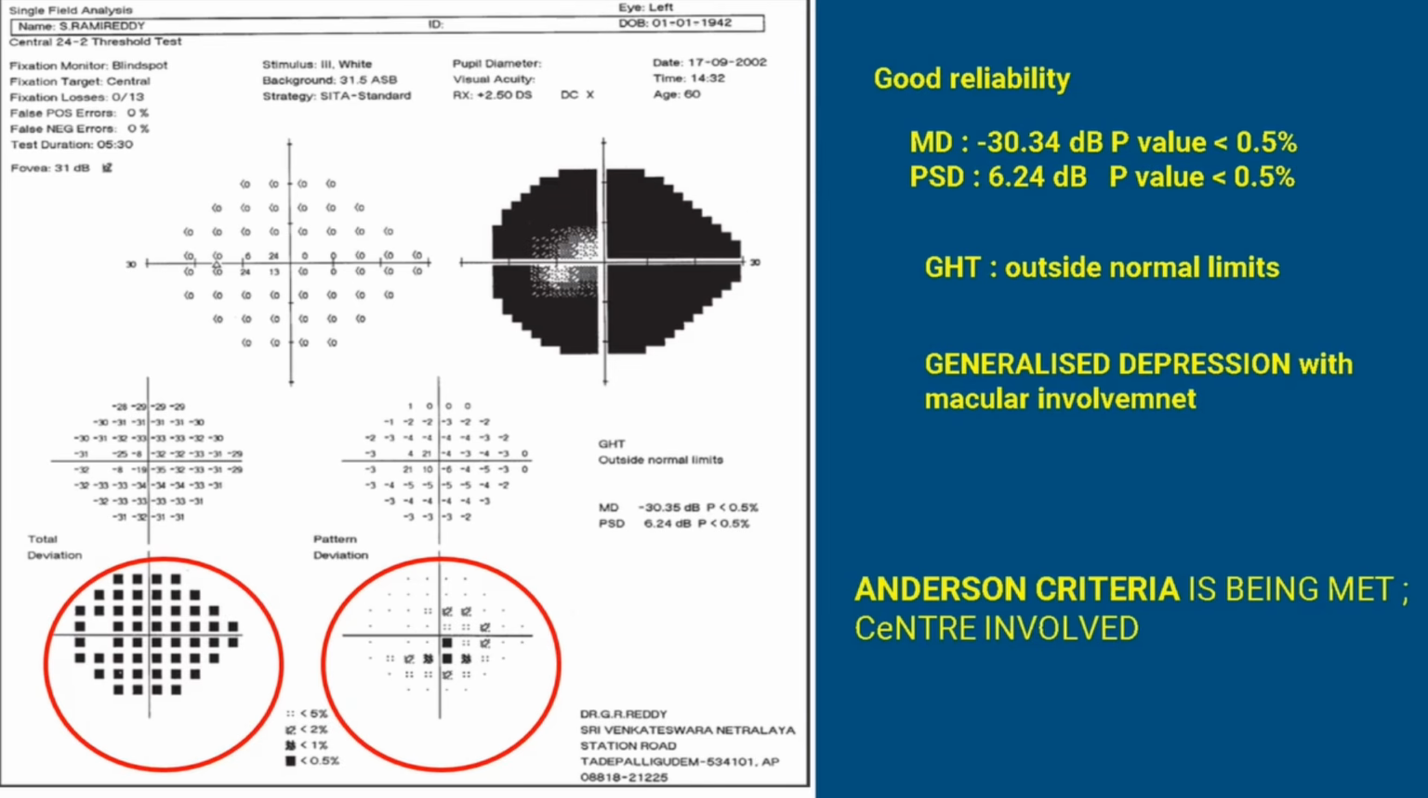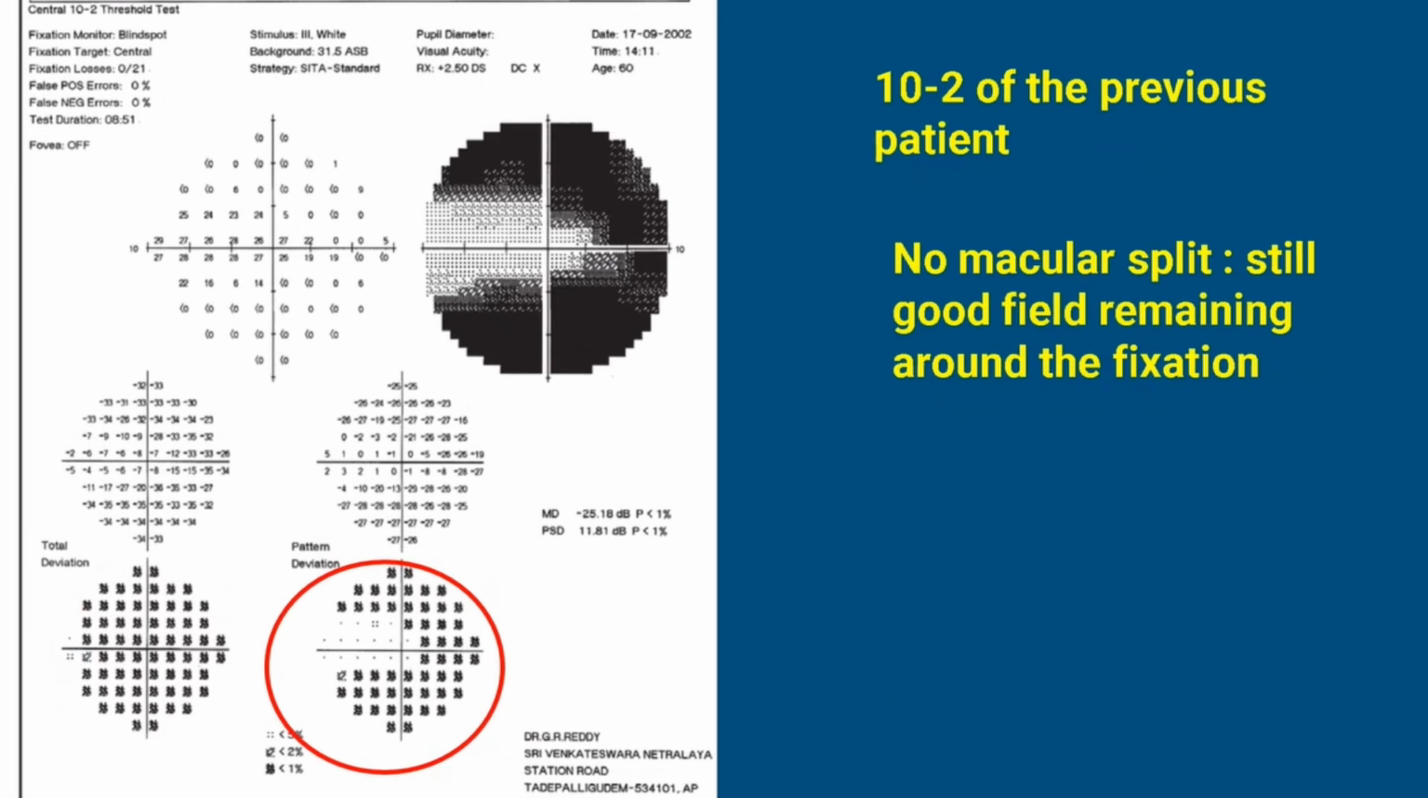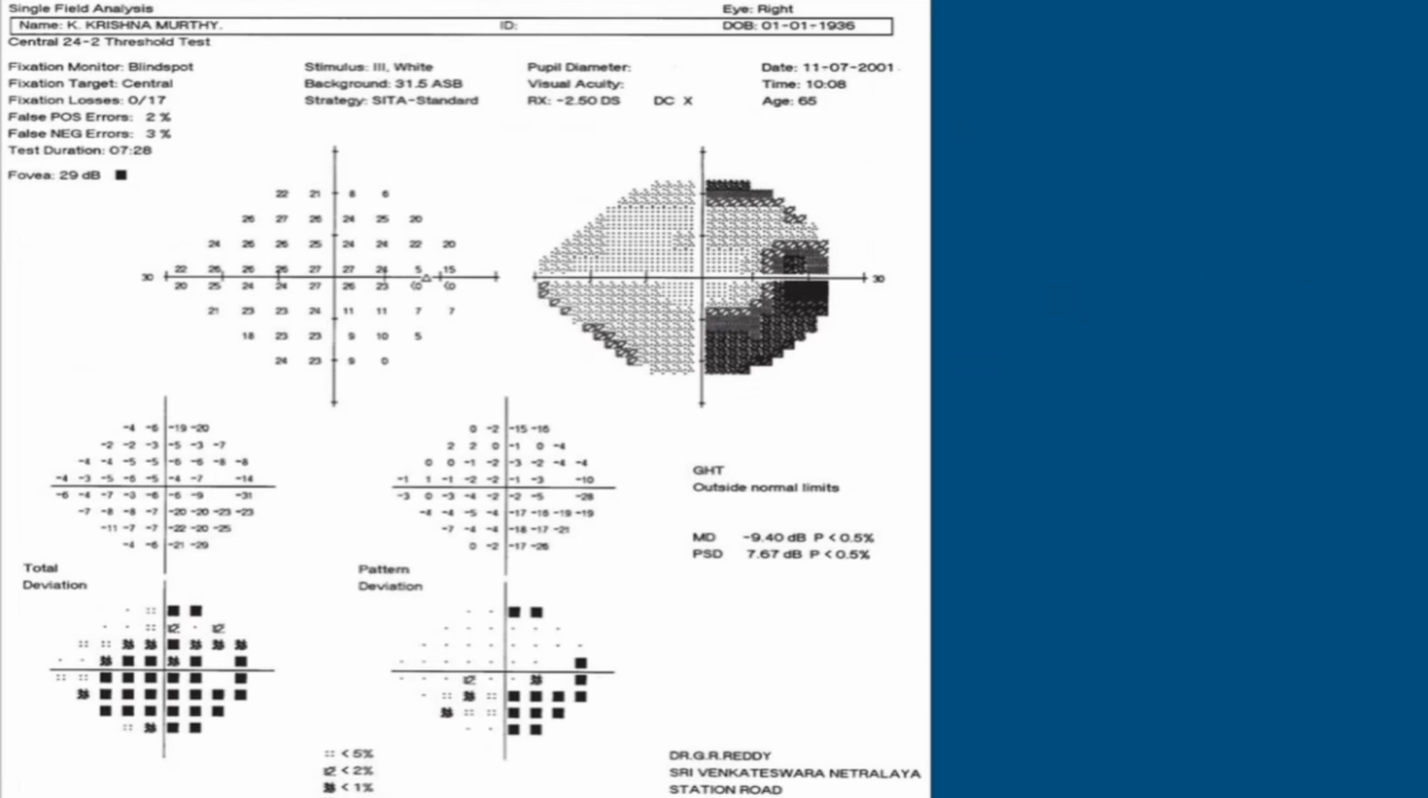And we can see that the Anderson criteria is being met along with center involvement. It is advanced glaucoma and therefore we advise 10-2. In 10-2, we can see that there is still good field remaining around the fixation and there is no macular split.